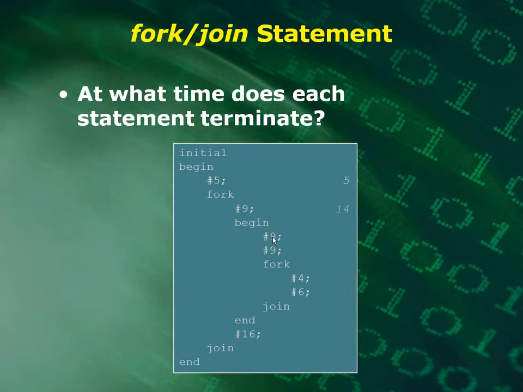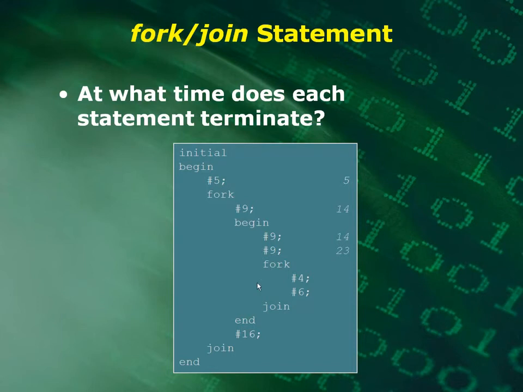Where is the time going to be when this begin-end statement begins to execute? It starts right here at the beginning of the fork, at time 5. So if it starts at 5, when's this one going to finish? It too is going to end at 14, the 5 right here where we started, plus 9, 14. This one then is going to end at 23 because these statements are sequential.